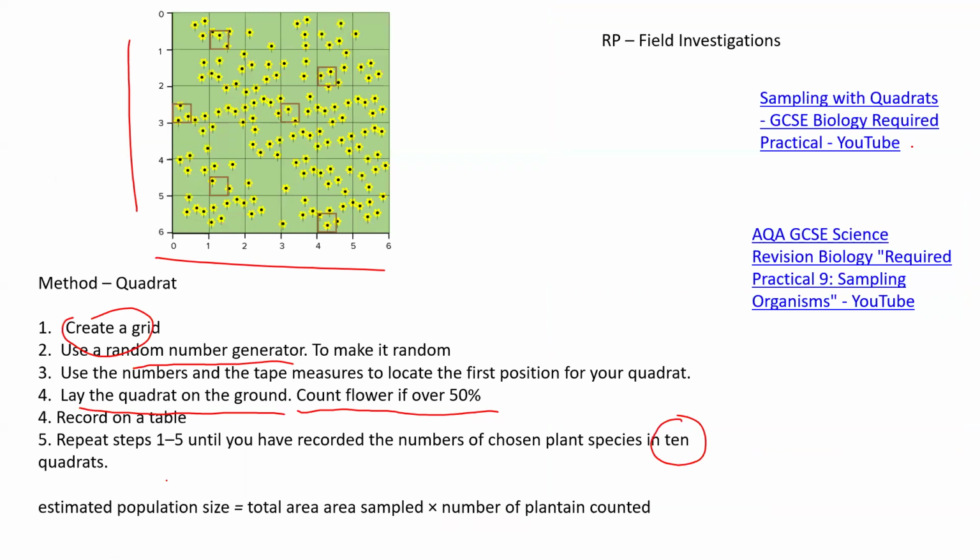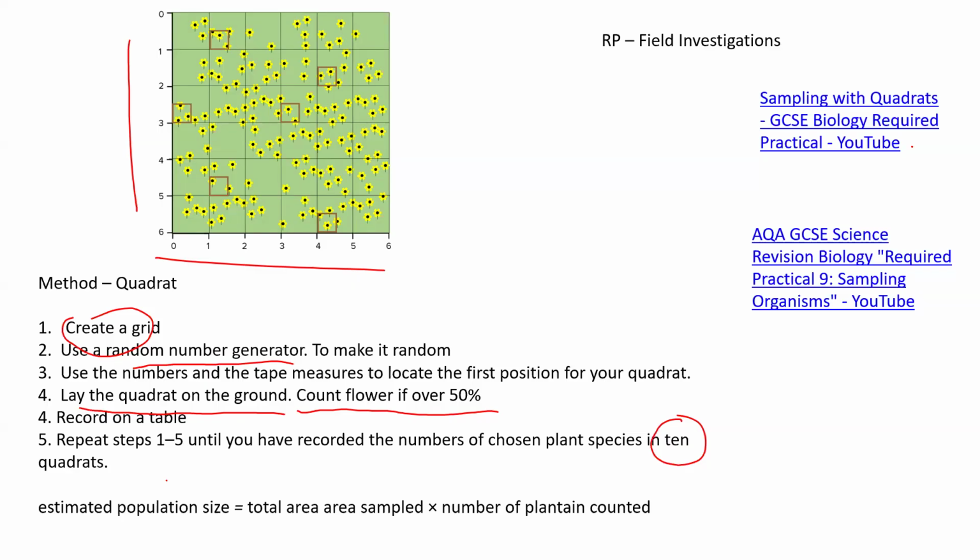First thing you do, because again, this is going to be on your exam, is create a grid. Look at how big they've given it you. Use a random number generator to make the choice of each individual section random. Use the numbers and tape measure to locate the first position of your quadrat. So you've already set it out as a grid, then you need to find the right place. Lay the quadrat on the ground, so you're not throwing, you're not aiming for daisies, and count the flowers if over 50% within that quadrat. Record it on a table.